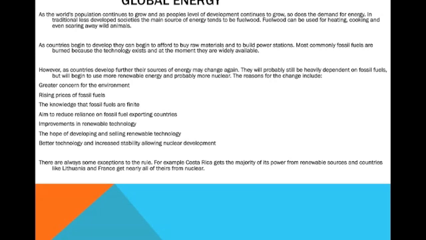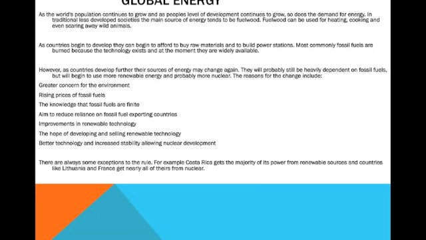Okay, the global energy. It might help if you look away from the screen and just try to listen to me, because then it's easier. As the world's population continues to grow, and as the level of development of people and countries continue to grow, so does the demand for energy. In traditionally less developed societies, the main source of energy tends to be fuel wood. Fuel wood can be used for heating, cooking, and even scaring away wild animals. Fuel wood being wood that they use for fuel and that they get from taking down trees or something.